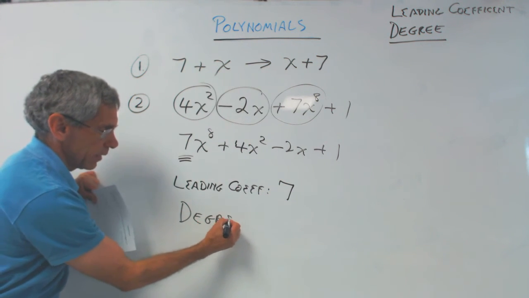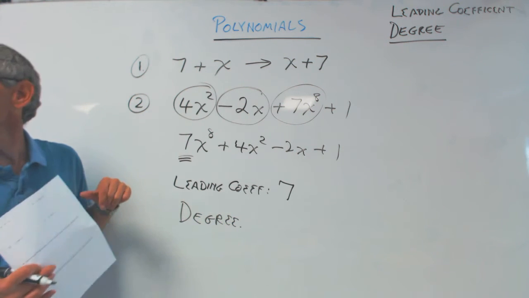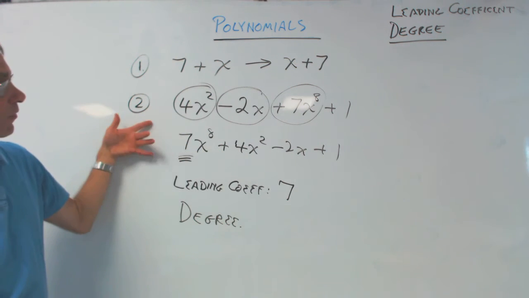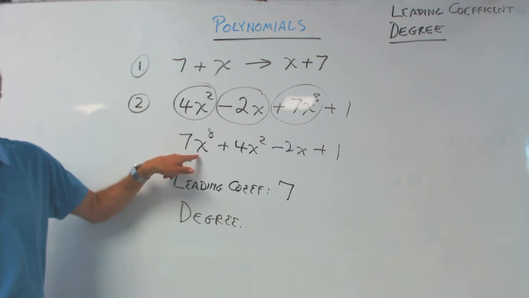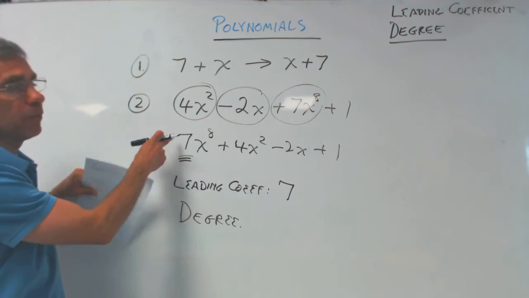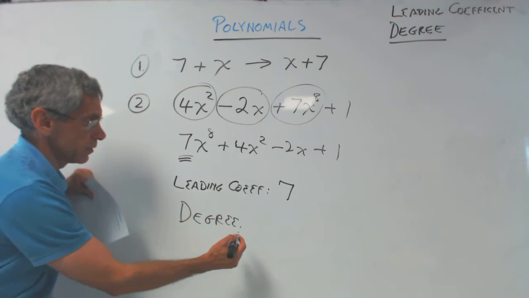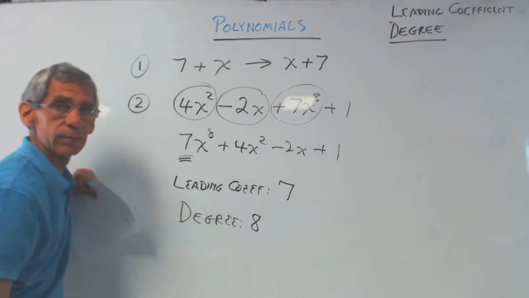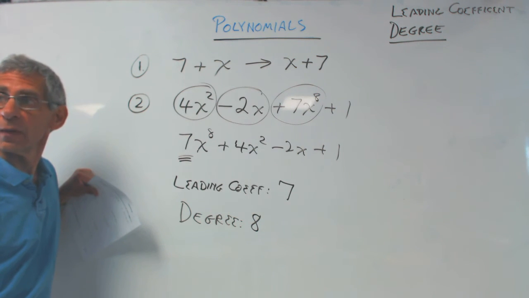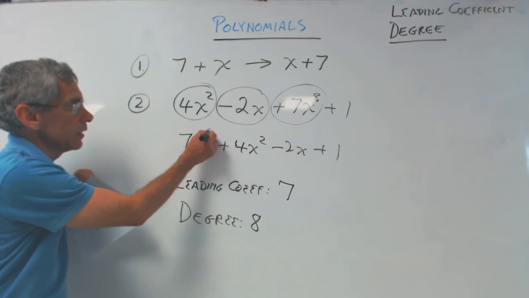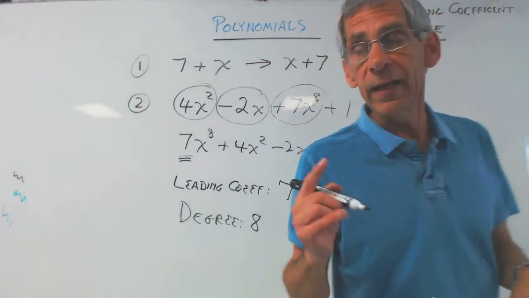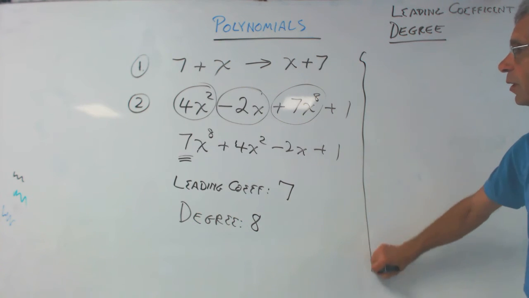Now, what about the degree? The degree is basically the largest exponent. Since I have it in the right order, my first term should have my largest exponent. And so my largest exponent is 8. So this is a polynomial with degree 8. So the degree is 8, just the largest exponent. You don't write x to the 8, it's just 8. It's only the exponent, it's not the x.